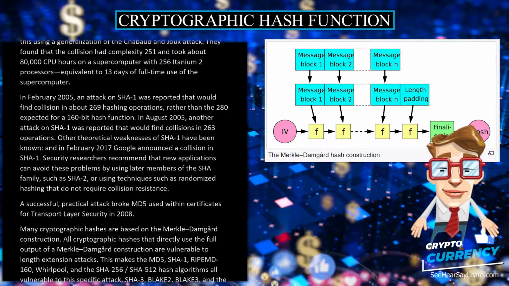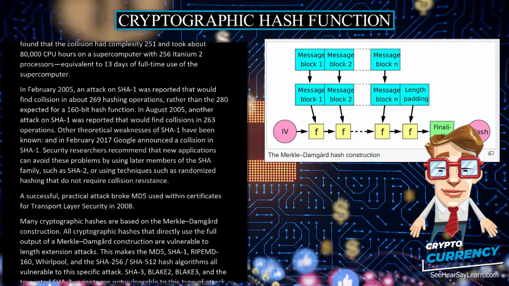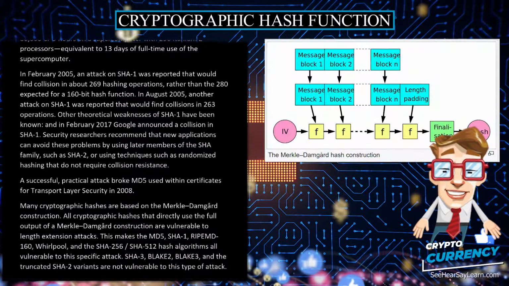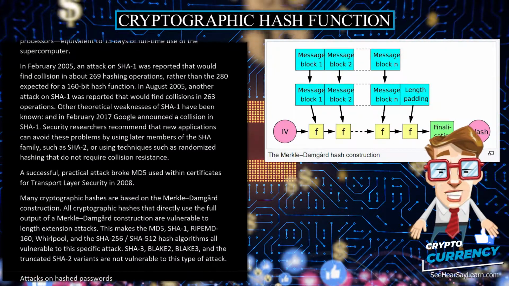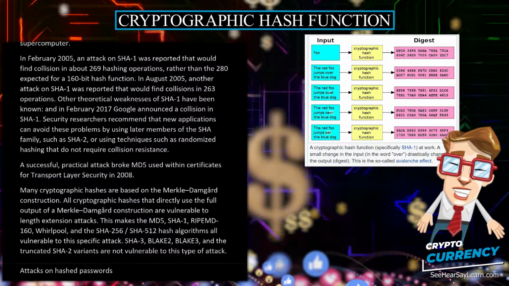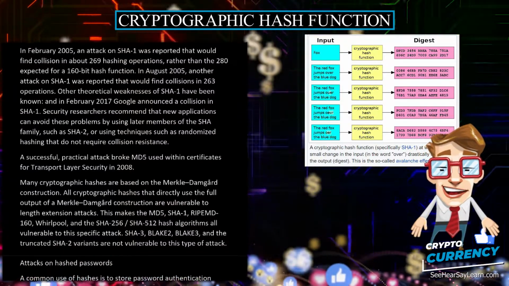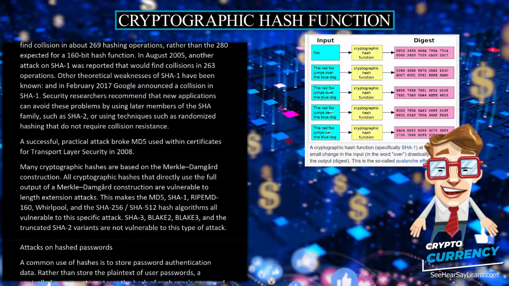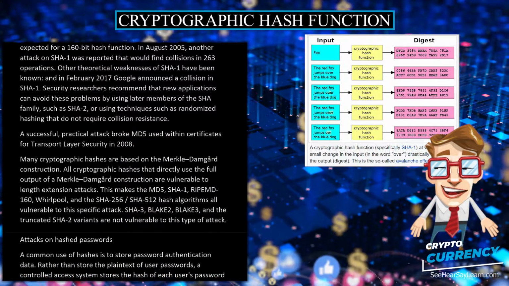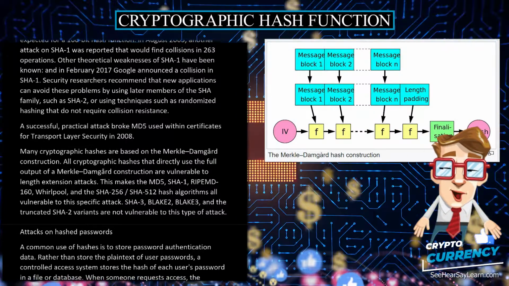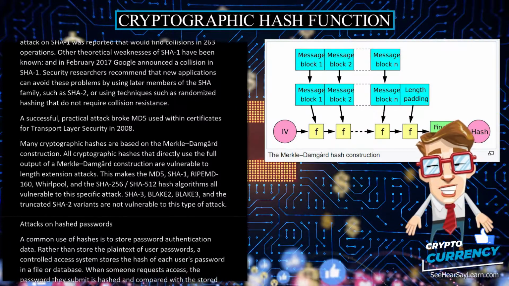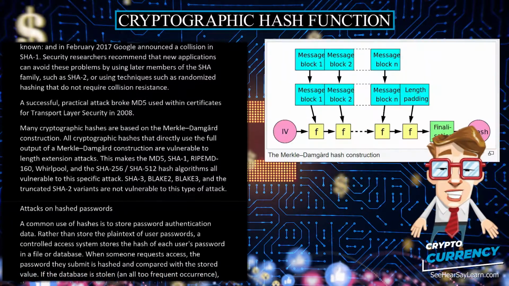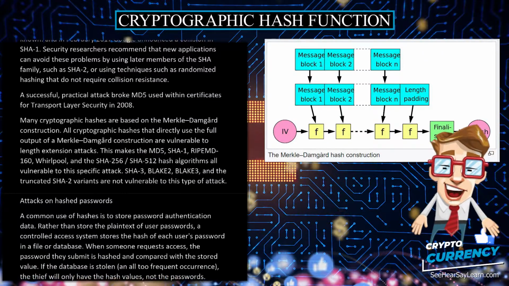Attacks on hashed passwords. A common use of hashes is to store password authentication data. Rather than store the plain text of user passwords, a controlled access system stores the hash of each user's password in a file or database. When someone requests access, the password they submit is hashed and compared with the stored value. If the database is stolen, an all too frequent occurrence, the thief will only have the hash values, not the passwords. However, most people choose passwords in predictable ways. Lists of common passwords are widely circulated, and many passwords are short enough that all possible combinations can be tested if fast hashes are used.